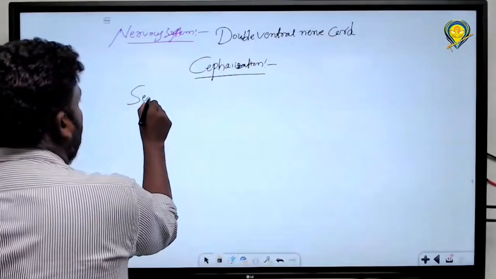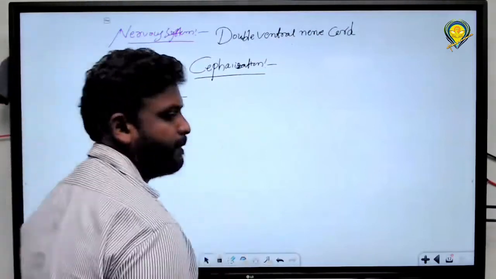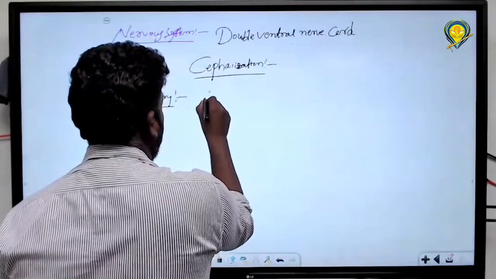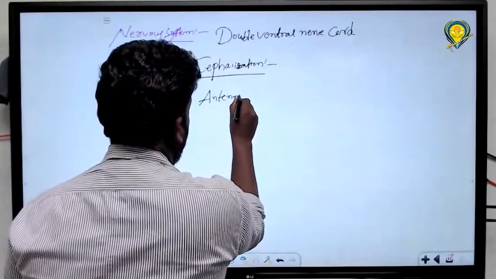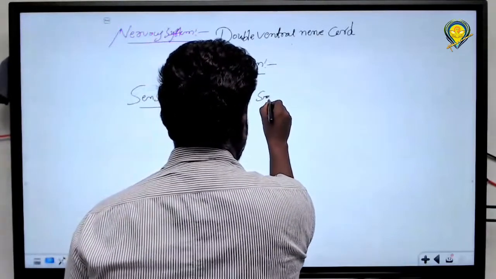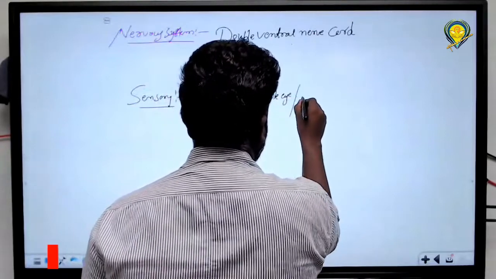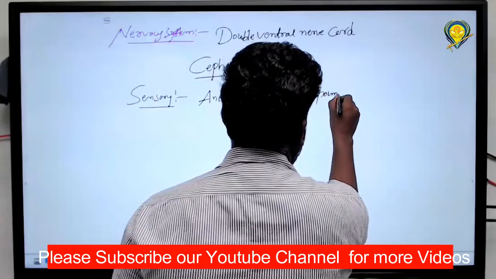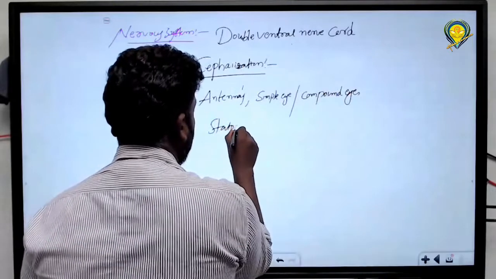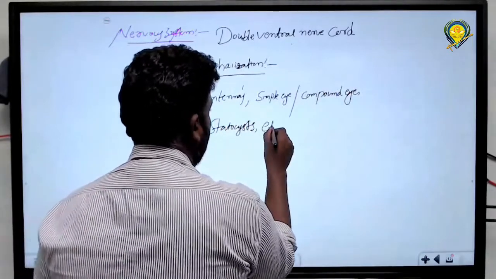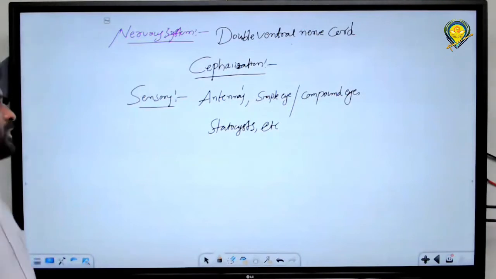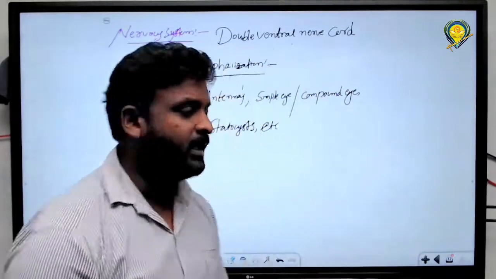What about sensory? Right? Different, right? Even what? First one, antennas, right? Next one. Even simple eye, right or wrong? Next one. Compound eye, right? Next one, statocyst, right? Etc. So many. Got it? These all are sensory in nature. Got it? Very good. Next one.